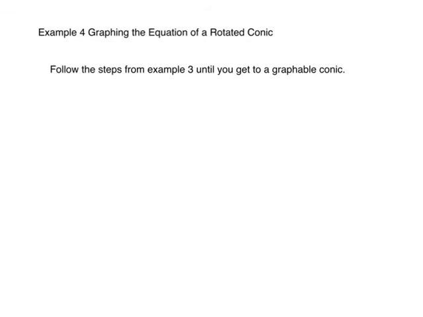Now let's go on to example 4. Example 4 has us do what we did in example 3, but then also graph it. So for example 4, the first thing you need to do is follow all of the steps that we just followed. And then after you do that, you will end up with y prime minus 2 quantity squared equals negative 2x prime. We can see by looking at this that this is a parabola.